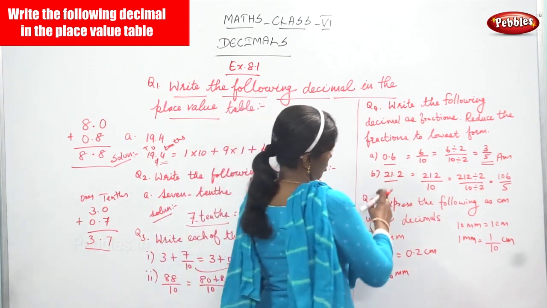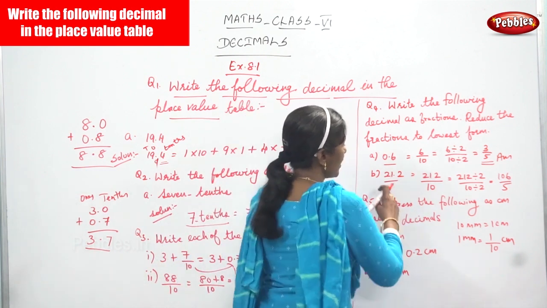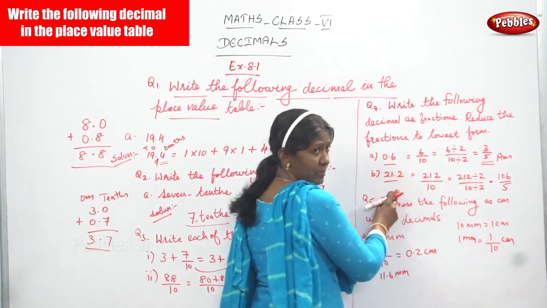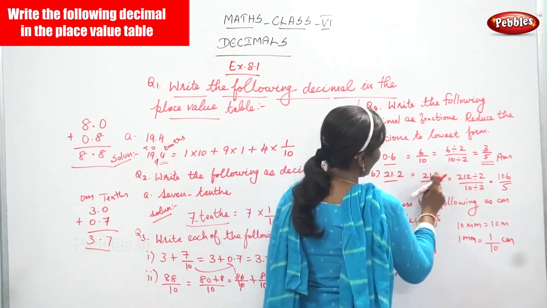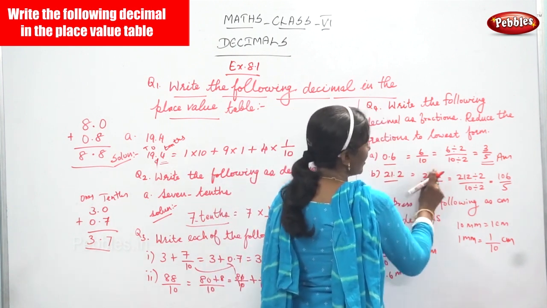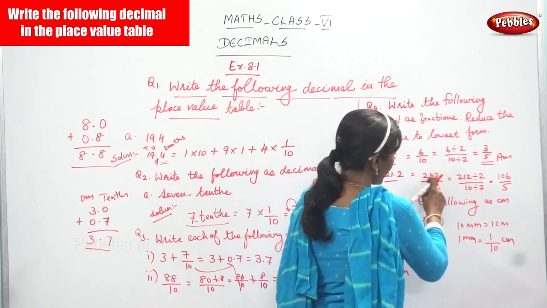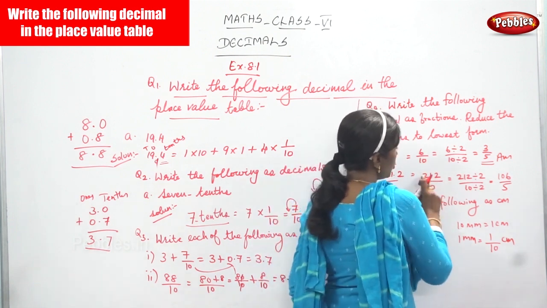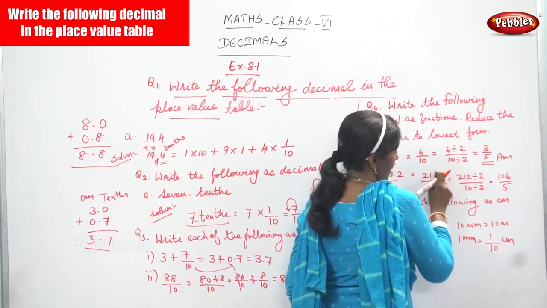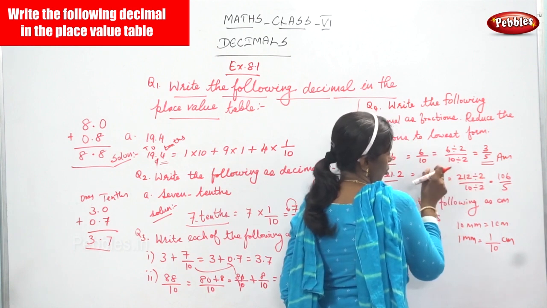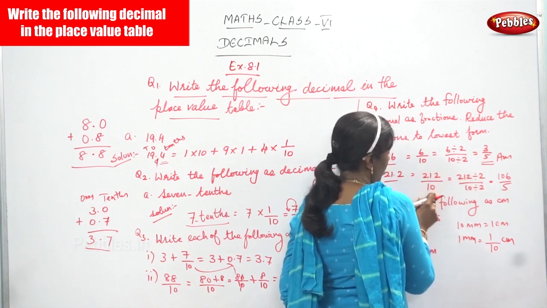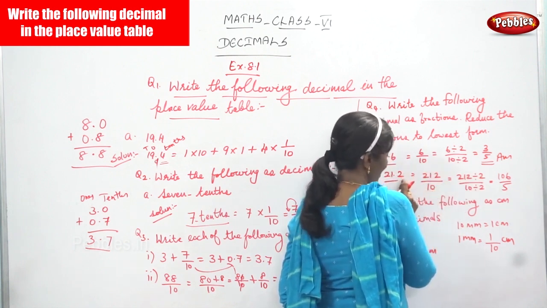And the second question, 21.2. This is actually in decimal form, so you have to change this decimal into fraction form. So 212 divided by 10. 212 by 10. Here 212 is the numerator and 10 is the denominator, because after the point there is only one digit.